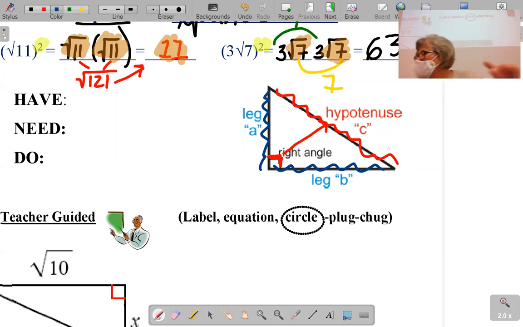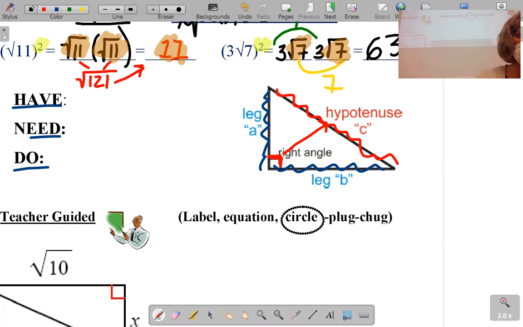These 3 words, if you notice on the green, just look at the headings on the green. Notice it says the words have, need, do. Just take a tour here. Have, need, do. Turn it over. Take a look. These 3 words, have, need, do, tell you which tool to use. So today we're doing this one.